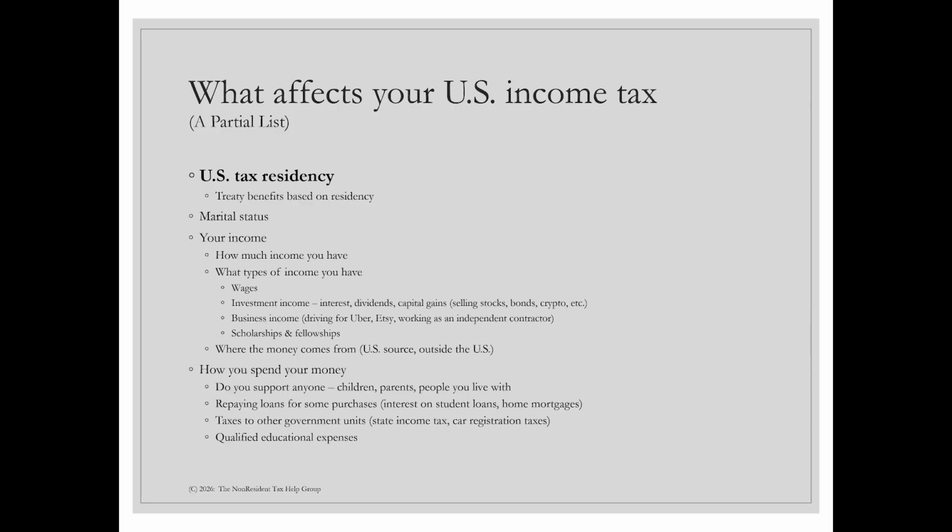So when we think about what can affect your U.S. income tax return, there's a very long list, but the short list for us today is going to start with federal tax residency status. So what set of tax rules you use is based on the residency status. Treaty benefits are also based on residency status as well. As is your marital status, that will affect your tax return. Your income, both how much income you have and what types of income you receive. Different types of income can get taxed at different rates. Where that money comes from, is it from somewhere here in the U.S.? Is it from somewhere outside of the U.S.?